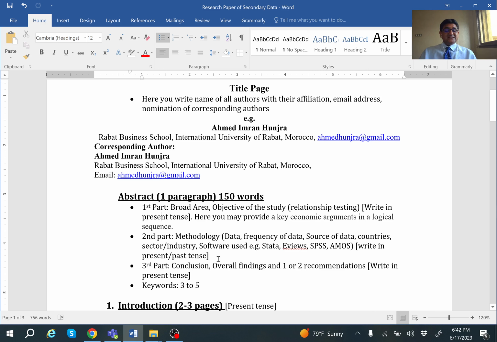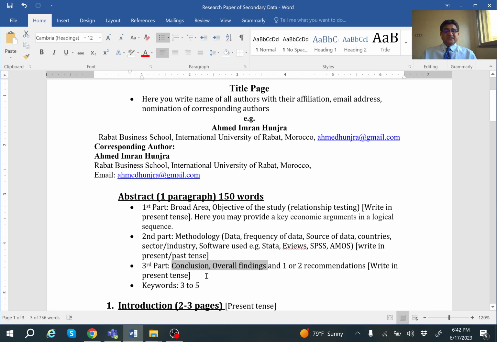This part is not a separate paragraph. The abstract is only one paragraph having 150 words. The first part is about the objective and broad area, the second part is about methodology, and in the third part we normally write the conclusion. Here we write what we found, what the major finding is, what we found in our results. Then we can write one or two major recommendations based on these results.